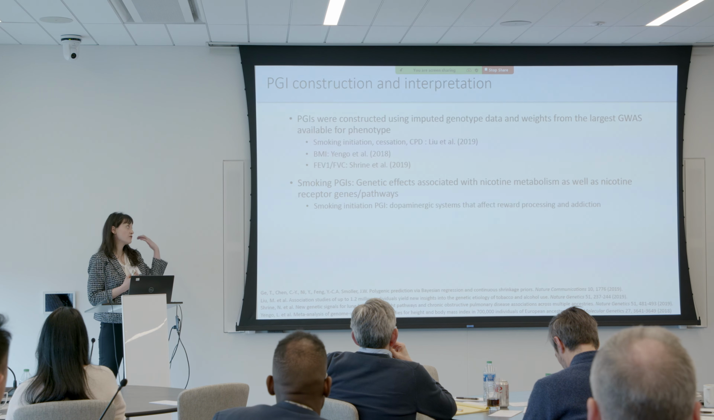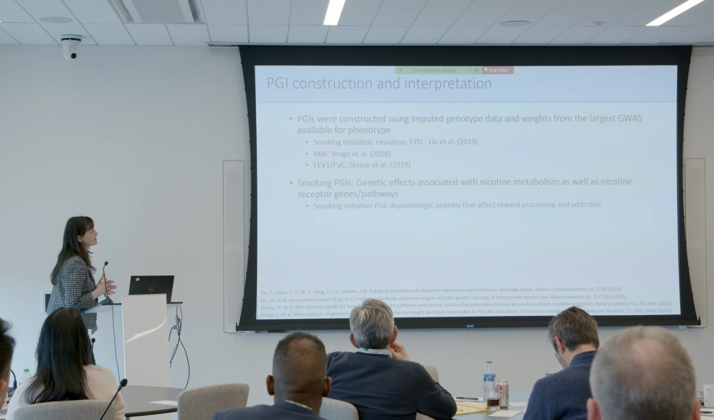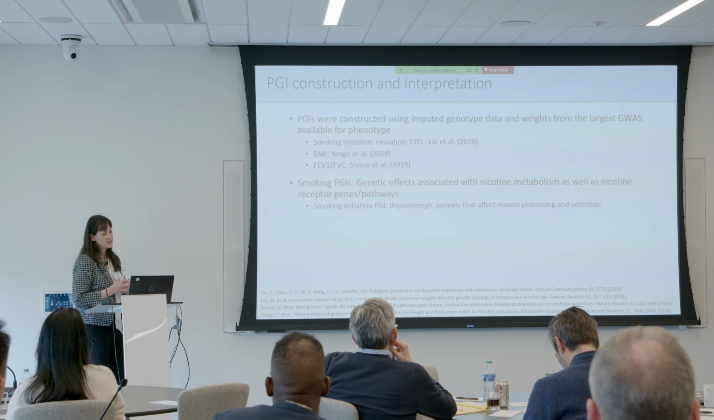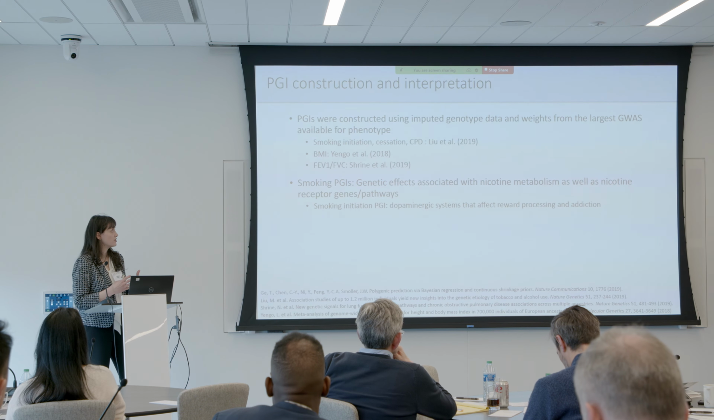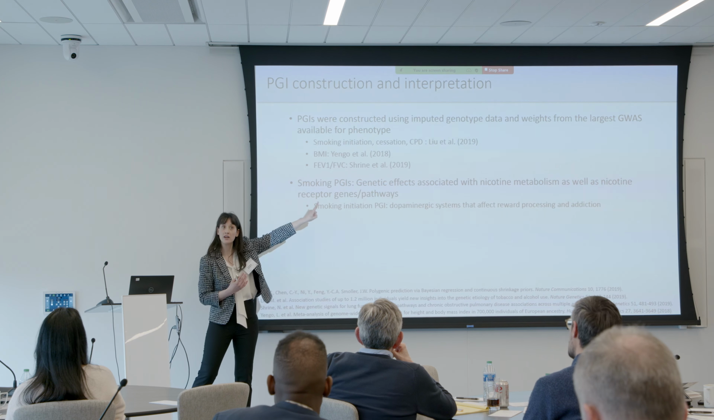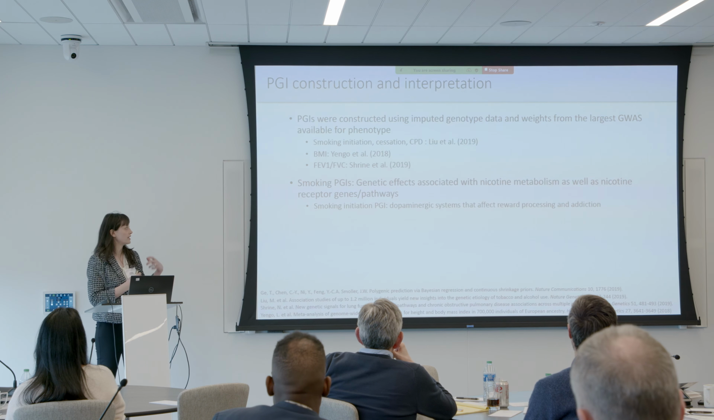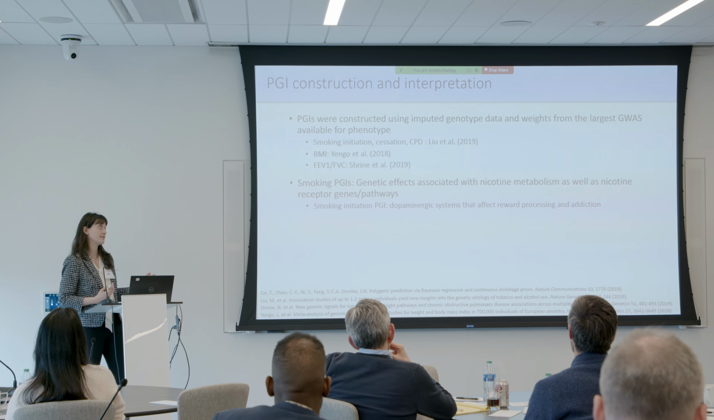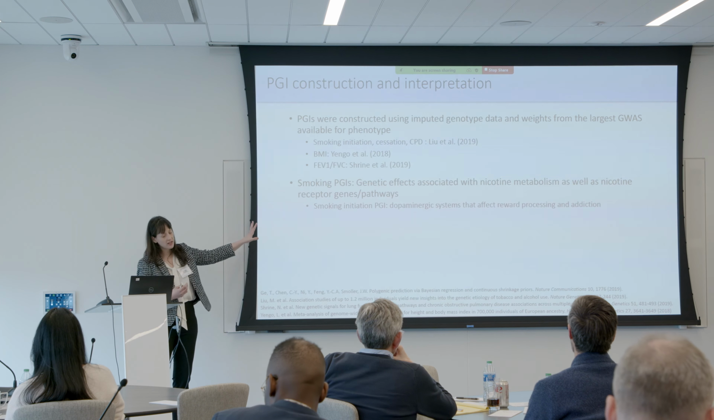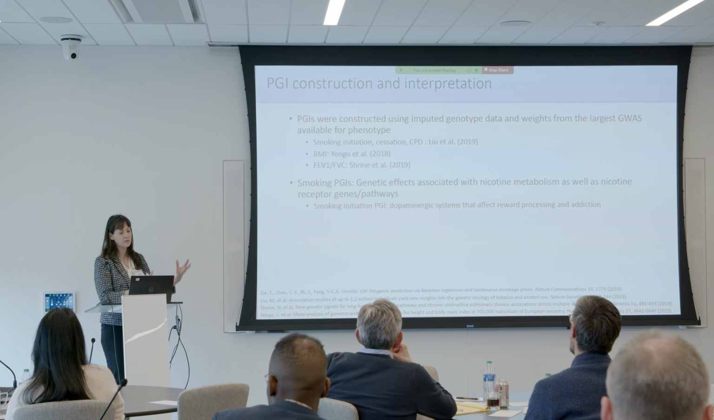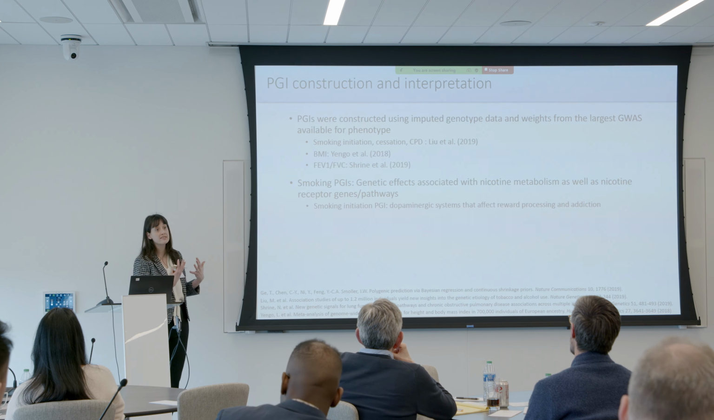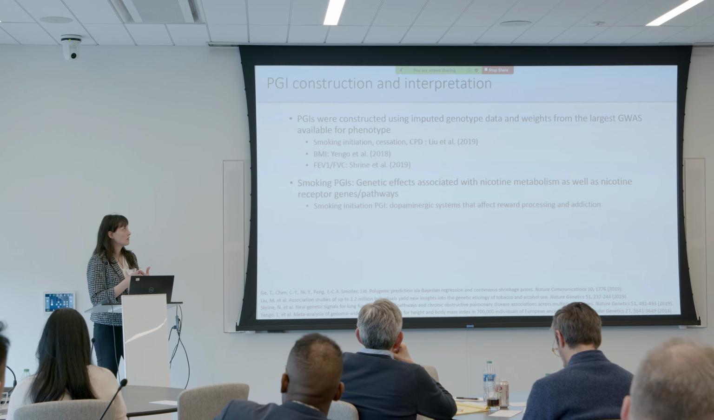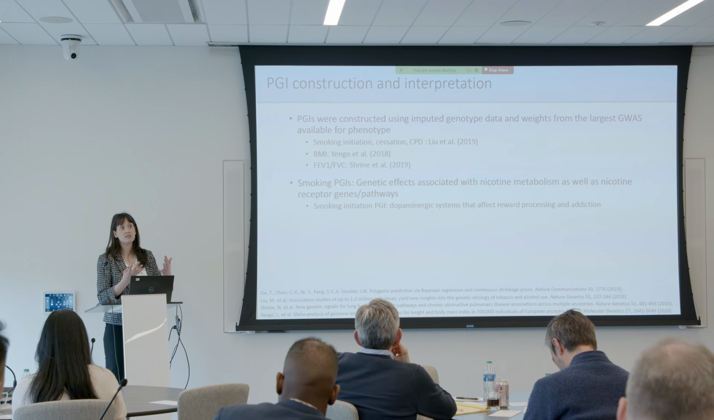In terms of interpretation, I'll talk about the smoking PGIs in particular, because that's where we find some interesting results. These are genetic effects that have been shown to be strongly associated with nicotine metabolism, as well as nicotine receptor genes and pathways. Smoking intensity, which is what the CPD score is capturing, meaning how much can you smoke, is tagging genes related to nicotine metabolism, how fast your body metabolizes nicotine. The smoking initiation PGI, on the other hand, is tagging dopaminergic systems that affect reward processing and addiction. So it's saying something about genetic predisposition to becoming addicted to smoking.